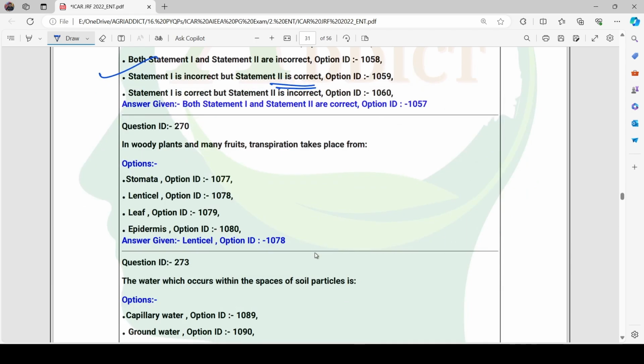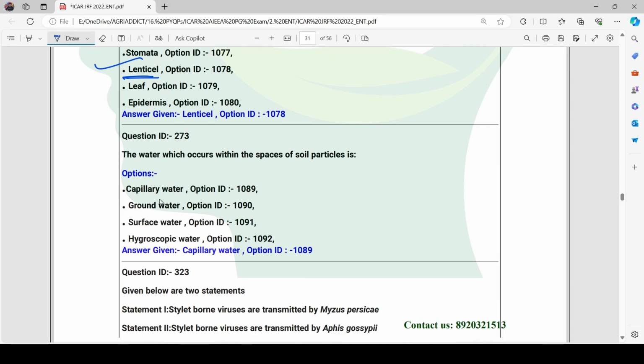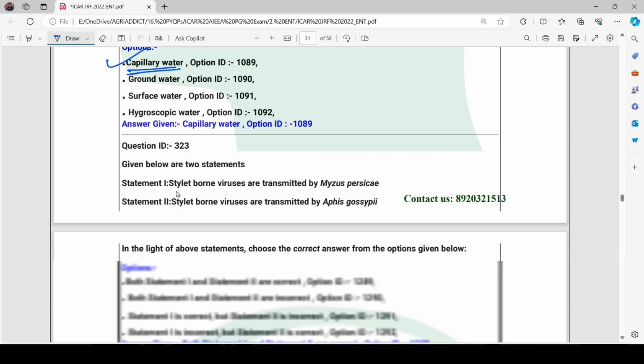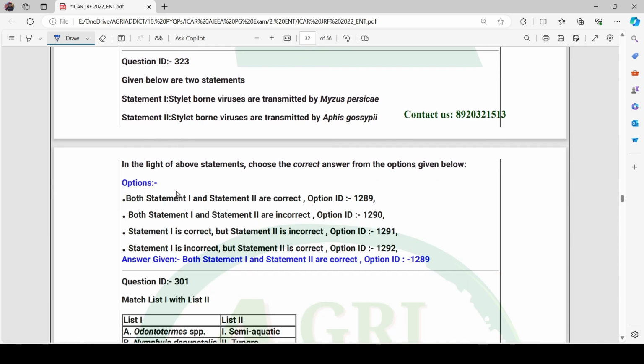In woody plants and many fruits, transpiration takes place through the lenticel. Lenticel is the correct answer. The water which occurs within the space of soil particles, it is a simple question. Capillary water occurs within the space of soil particles. The next question is, stylet-borne viruses are transmitted by Myzus persicae or peach aphid, and statement 2 is, stylet-borne viruses are transmitted by Aphis gossypii. Yes, both aphids can transmit stylet-borne viruses. So both statement 1 and statement 2 are correct.